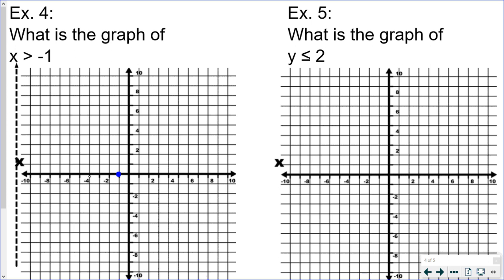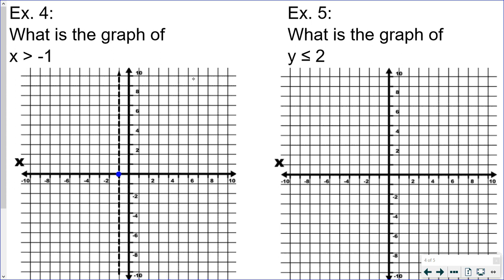If I was to go with a horizontal line, it would go through all the x values, but this can only go through an x value of -1. So that means this is a vertical line. That's how I remember horizontal versus vertical. If I went horizontal, it would go through all the x values, and it's only supposed to go through this one. This is a dashed line because it's not "or equal to."